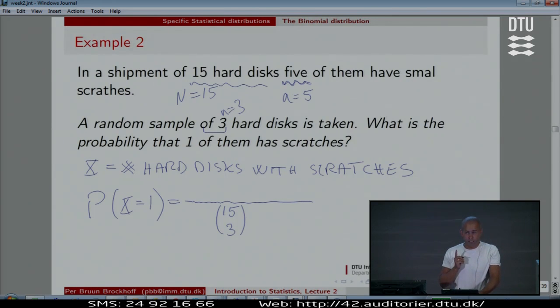Well, that's all the possible outcomes. Then we need to count how many of these outcomes would have exactly one defect in them. Well, how can it happen? Then I need to take 1 with scratches out of the 5 with scratches which are there. And the remaining 2 I have to take out of the remaining 10, 15 minus 5, the remaining 10 that have no scratches. And then you just have to start playing around with factorials here if you want to do this on your own.